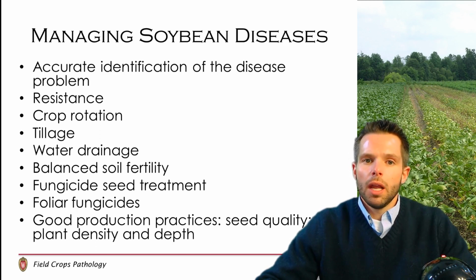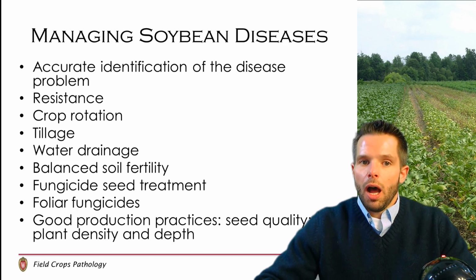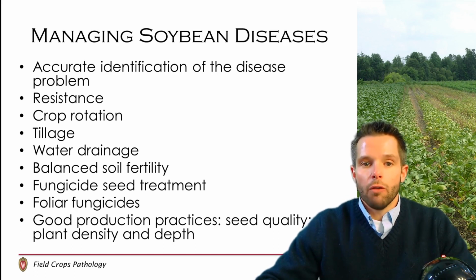Tillage can be important, improving water drainage. Also balance soil fertility to reduce stress on the plants. Occasionally, fungicide seed treatments can be useful for certain pathogens. Foliar fungicides may need to be used, especially for things like white mold in soybean in years where we're going to have weather conducive for that particular disease.